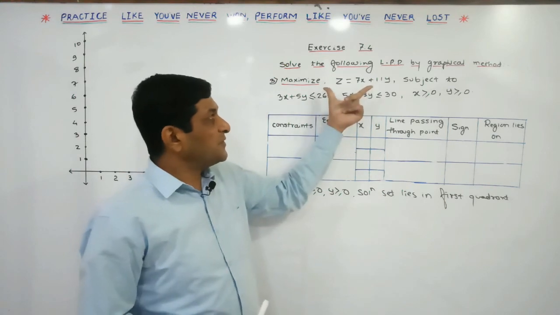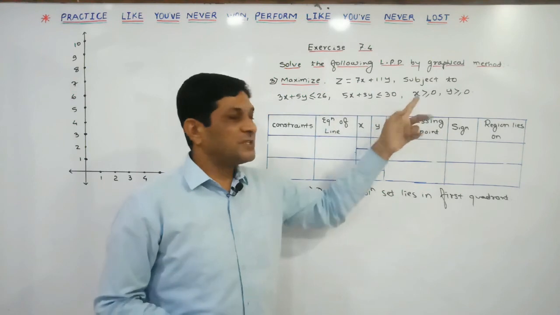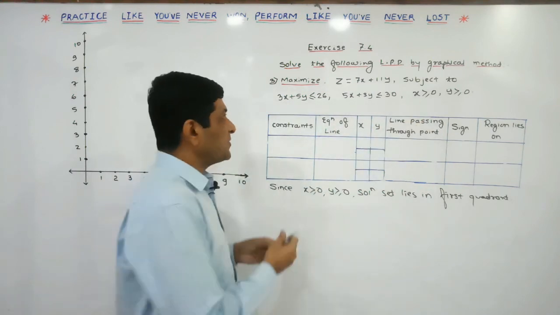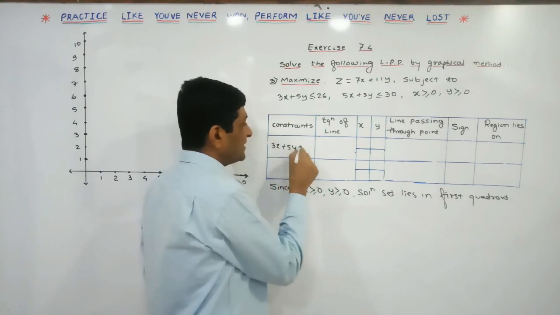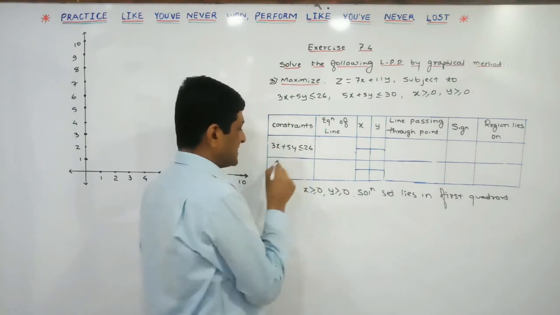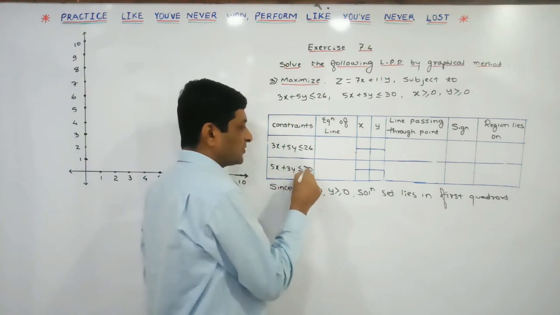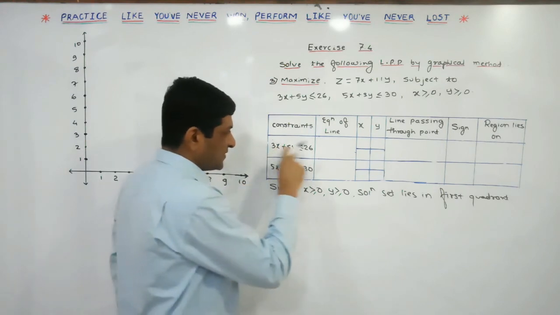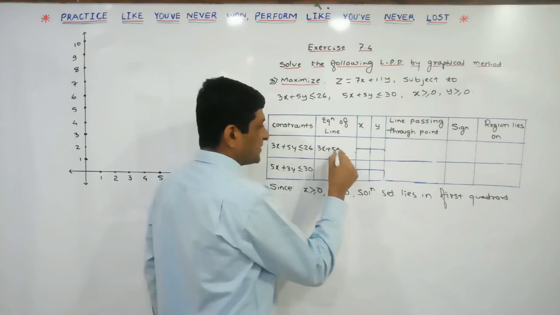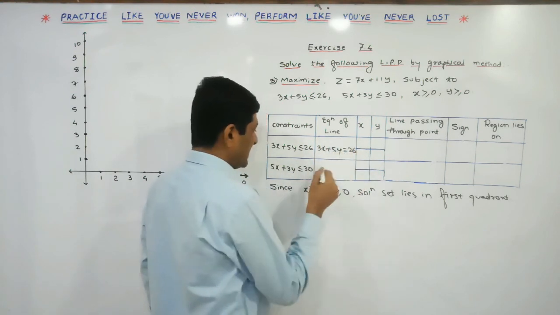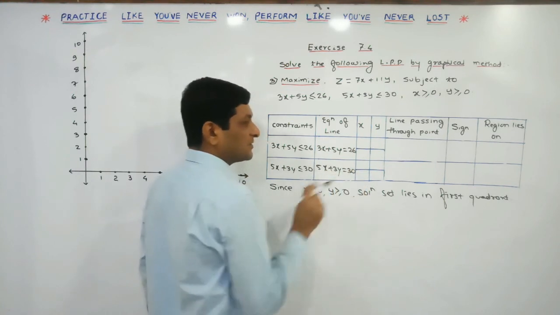Here the given objective function is maximize z is equal to 7x plus 11y subject to these given 4 constraints. First we are considering the first constraint, that is 3x plus 5y is less than or equal to 26, and the second constraint is 5x plus 3y is less than or equal to 30. So from the constraints, which lines do we have to draw? 3x plus 5y is equal to 26, and 5x plus 3y is equal to 30.